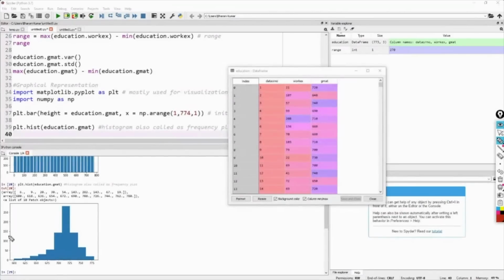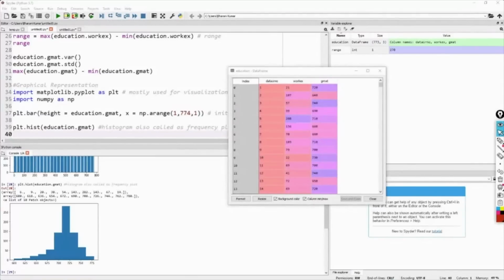Another key insight is there are very few students who have a GMAT score less than 675. And very few students who have a GMAT score greater than 750 are joining this B school, whichever business school this data is from. Majority of them who are joining have a GMAT score in this range, and this is your mean or median or mode. The central tendency is this part.